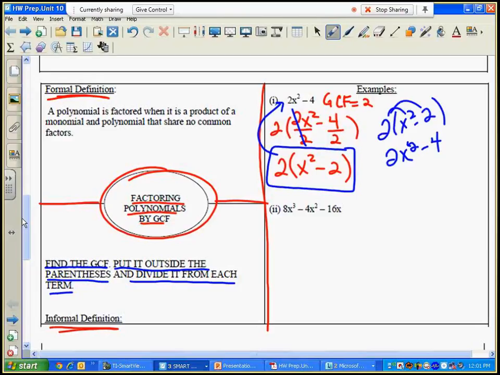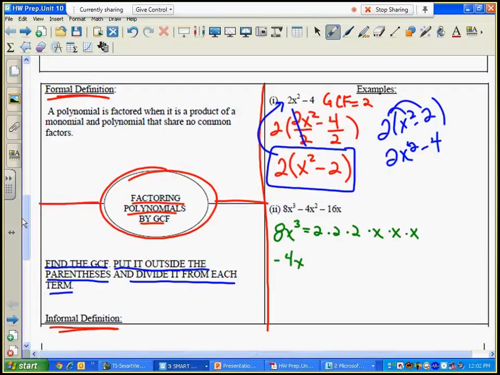Okay? Let's try the next one. 8x to the third minus 4x squared minus 16x. I have 3 different terms there. I'm going to do the prime factorization of all 3 terms. All right, so 8x to the third. That's going to be 2 times 2 times 2 for the 8. And then I've got 3 x's.